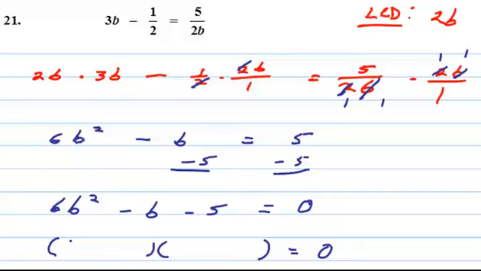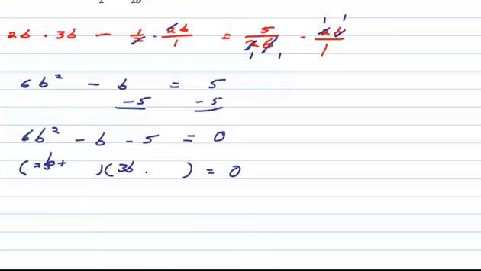I have no idea. Let's try 2 and 3. 2b and 3b. Opposite signs, because the last term is negative. Well, the only possibilities are 5 and 1 or 1 and 5. Well, let's try 5 here and 1 here. We get 15b minus 2b, and that's 13b. That's not what we wanted. So that didn't work.